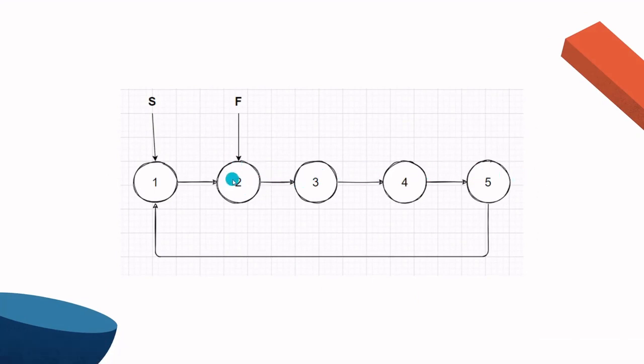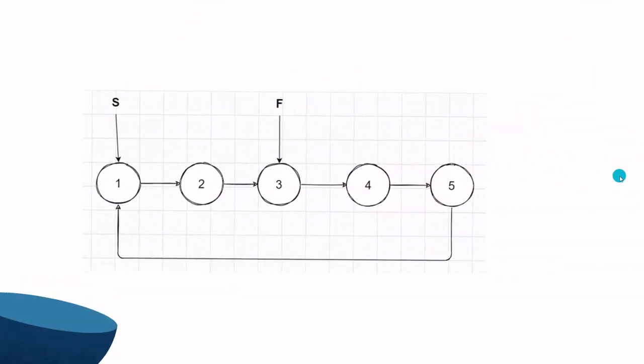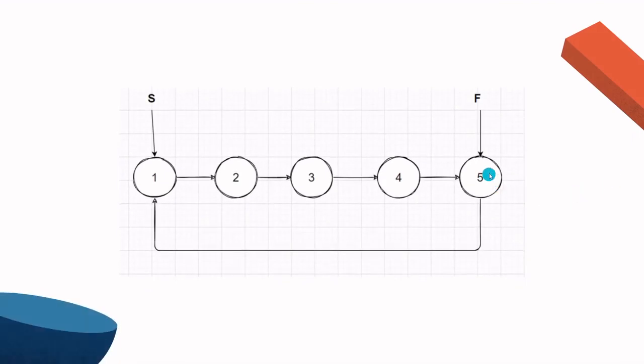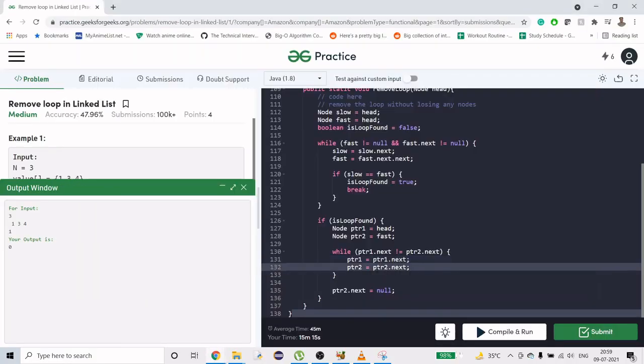So fast is going to come at 2, then at 3, then at 4, then at 5. Now if you see, fast dot next is slow. So in this case, we are going to terminate this and just point it out as null. So let me complete this logic now.